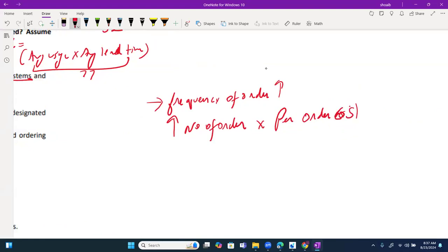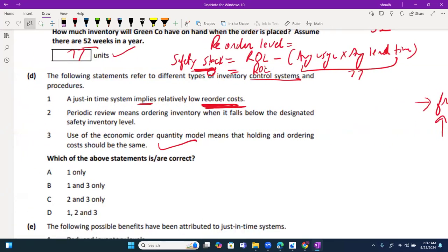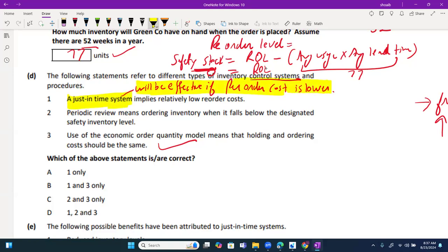In order to apply just in time, this should be lower. We know that the number of orders would be higher. But in order to apply just in time, per order cost should be lower. Otherwise, this will not work. Okay. A just in time will be effective if per order cost is lower. This should be the statement. Then this is correct.